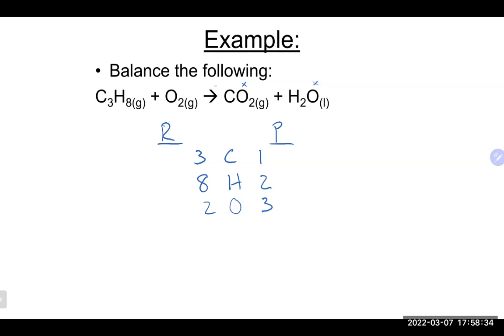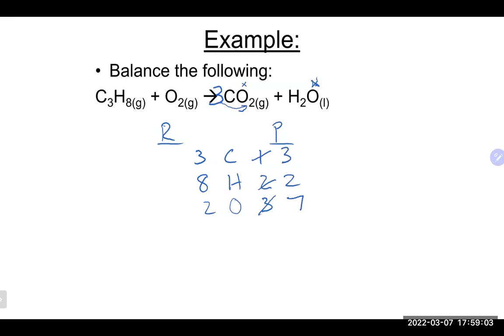We could pretty much remedy that by putting a 3 in front of the CO2. When we put a 3 in front of the CO2, that gives us now 3 carbons. We still have 2 hydrogens. Now with that 3 there, we're up to 3 times 2, which is 6 oxygens, plus 1 more over here gets us a grand total of 7 oxygens at this point. Any questions on that so far?